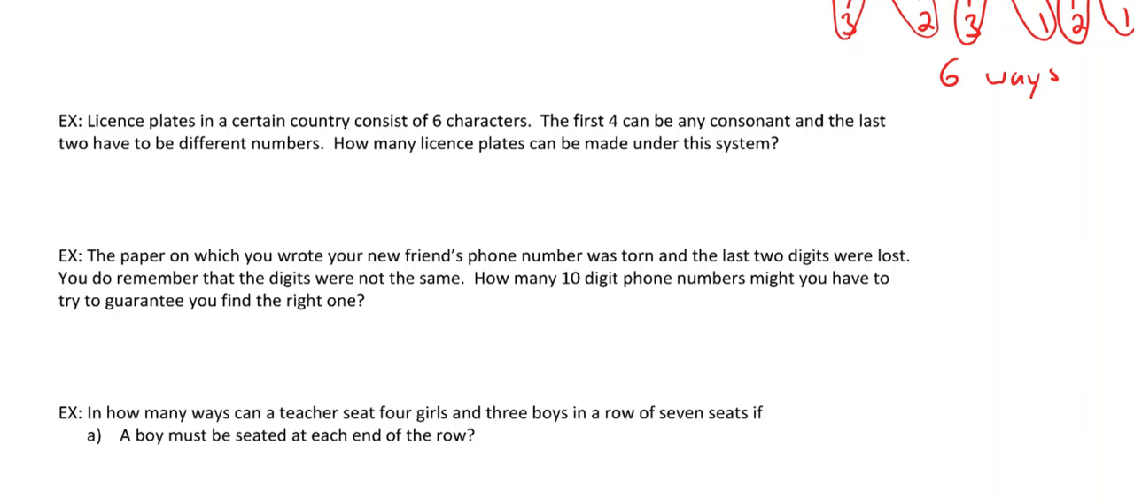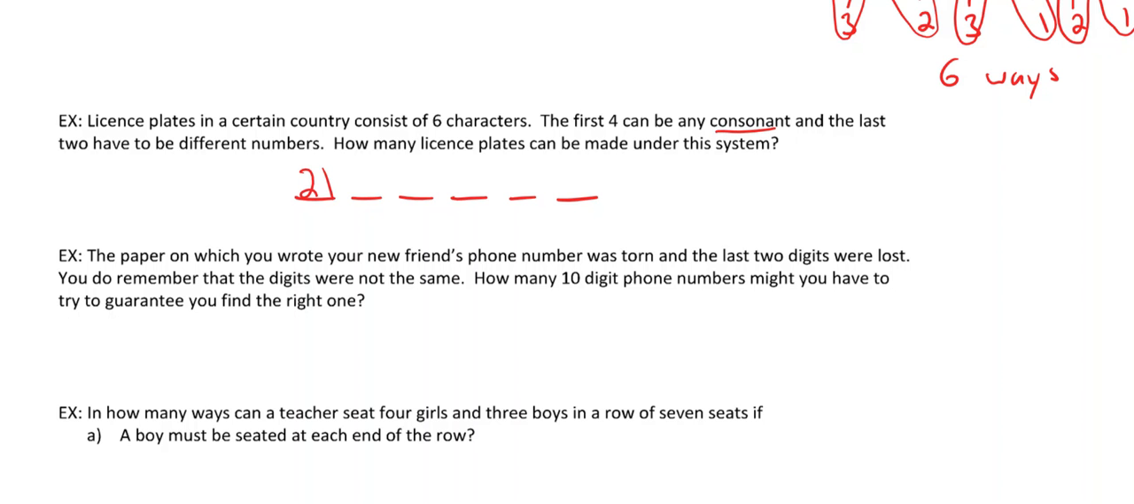Okay, so again, what I like to do is make my blanks. So we got 1, 2, 3, 4, 5, 6 blanks. Now it just tells us which things are allowed in certain blanks here. So it says the first 4 can be any consonant, all right? So this just requires that we know how many consonants are in the alphabet. There are 21. You could count them out.